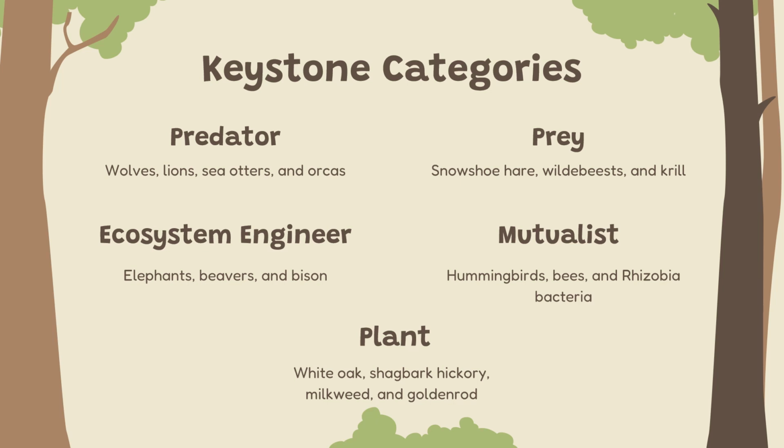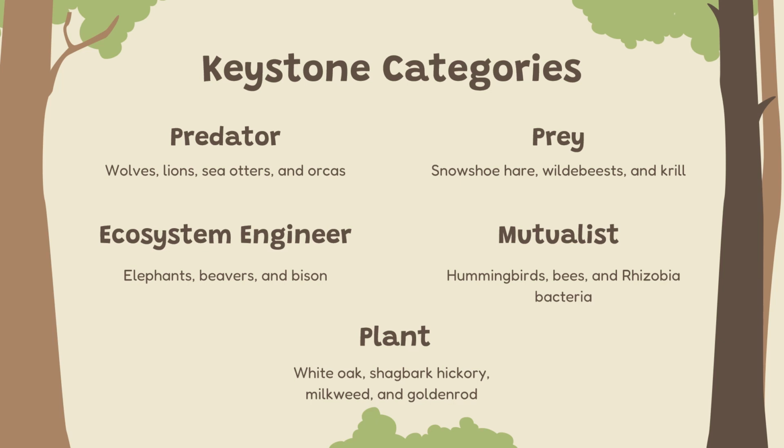Now we can get into examples of keystone species. When covering the different trophic levels, I alluded to predators from the highest level having the most influence over an ecosystem. However, this is not always the case. There are 5 categories that identify different types of keystone species, the first being predators.